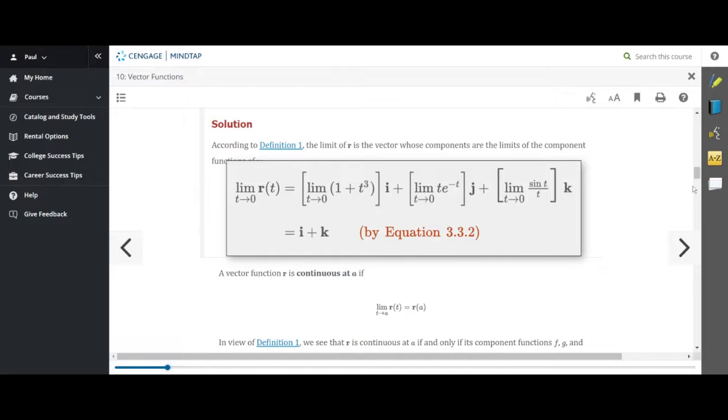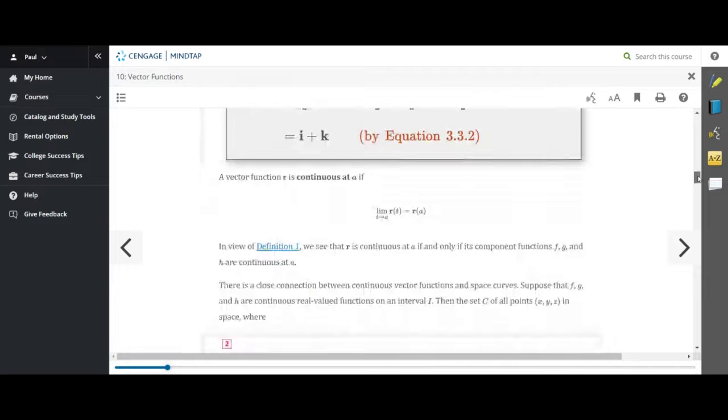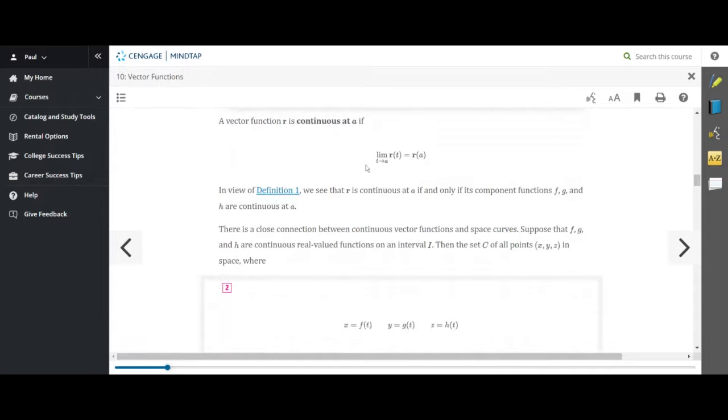Okay, let's keep going. So you learned in Calculus 1 about continuity, and there's an analogous definition for vector functions. If the limit of your vector function as t approaches a equals some vector r evaluated at time equals a, it's continuous there.